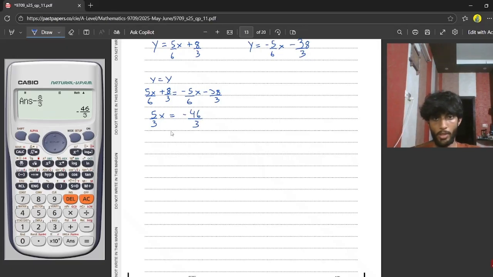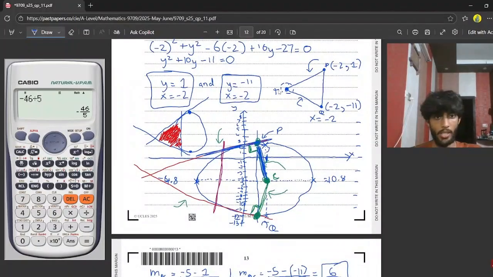We can cross multiply over here, or one thing we can do is divide by 3 on both sides, so we can cancel out these guys. And now we're just going to have 5x equals -46. So x is just going to be -46 divided by 5, and that is equal to -9.2. That is where they intersect. So this is the x coordinate of that point T.